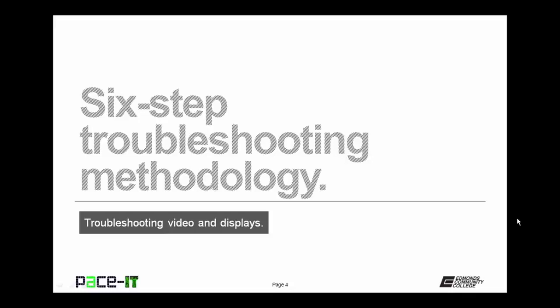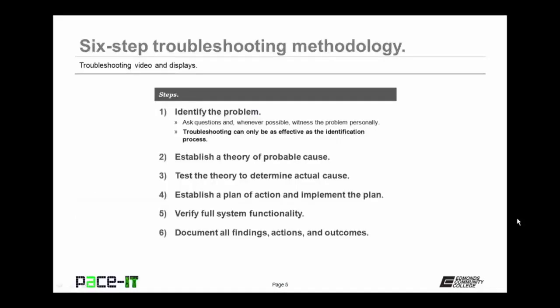We're going to start with a refresher on the 6 steps of troubleshooting methodology as provided by CompTIA. The first step is to identify the real problem. To do this, you need to ask questions and whenever possible, witness the problem personally. And remember, your troubleshooting can only be as effective as your identification process.